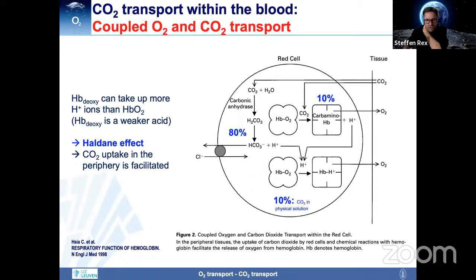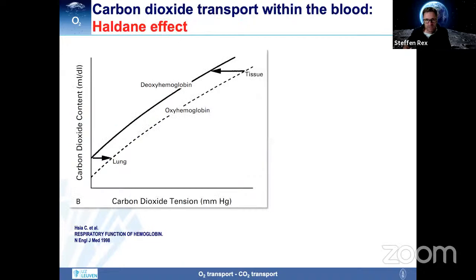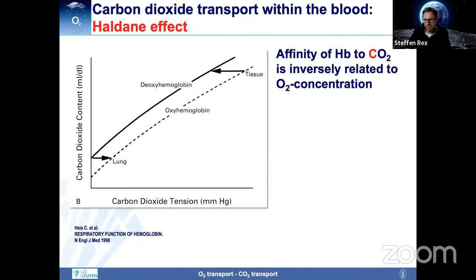So there's a lot of deoxygenated hemoglobin. This facilitates the CO2 uptake in the periphery. So low oxygen, high CO2 uptake. This is the Haldane effect. And that means that the affinity of hemoglobin to CO2 is inversely related to the oxygen concentration.